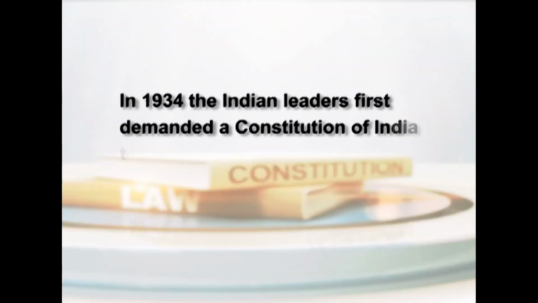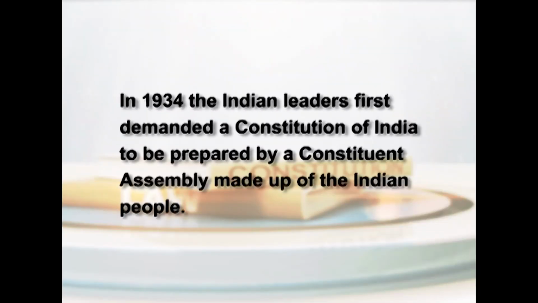In 1934, Indian leaders demanded a constitution of India prepared by the Indians themselves, that is, to be prepared by a constituent assembly made by the Indian people. That was denied by the British rulers. Keeping this in mind, Indian leaders rejected the White Paper of 1933, which consisted of proposals for Indian constitutional reforms.